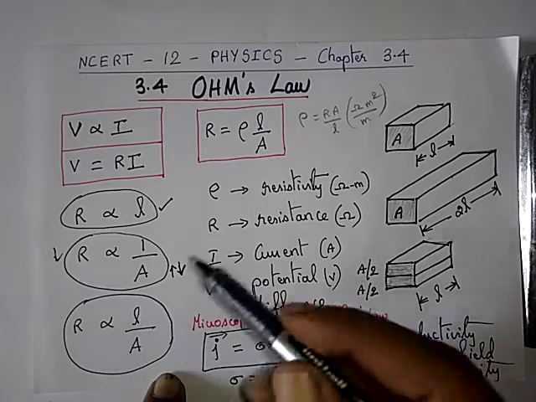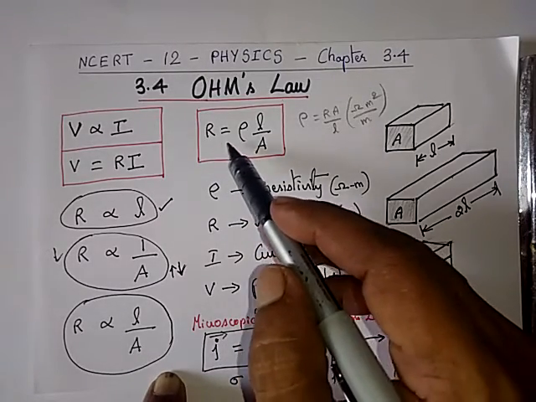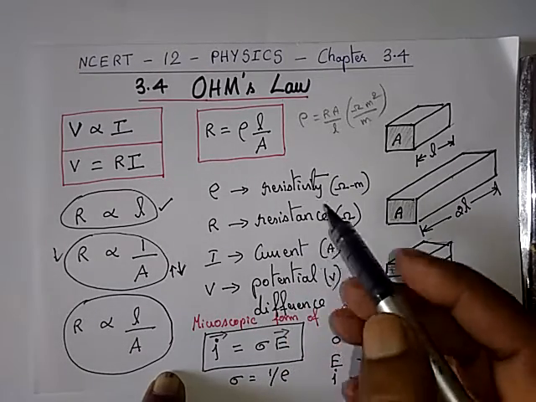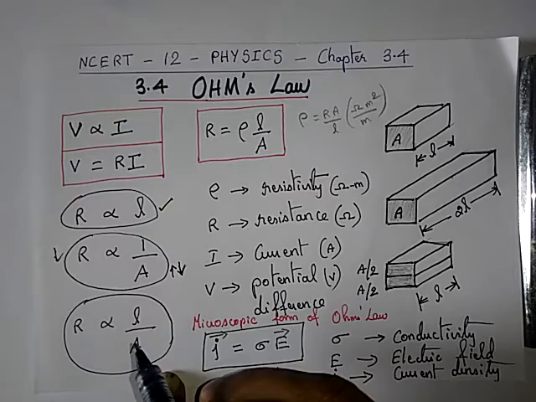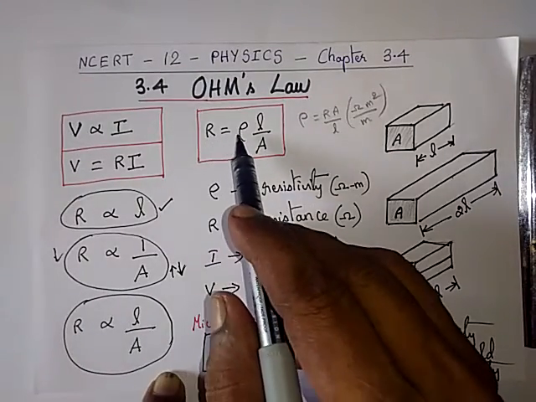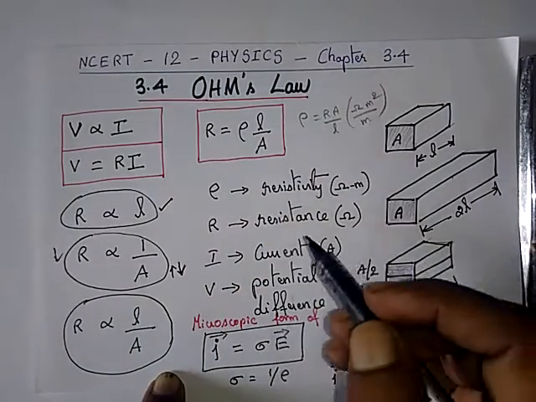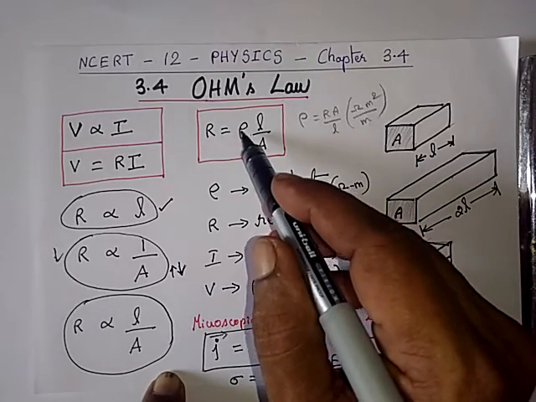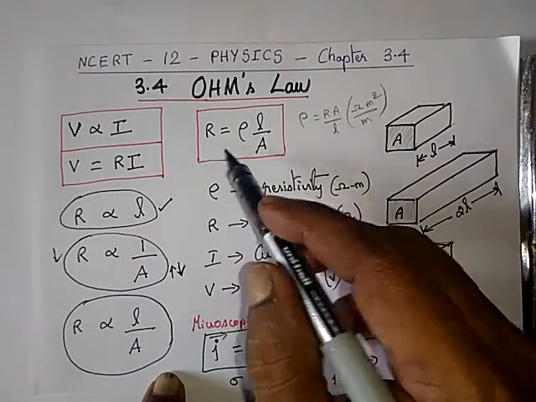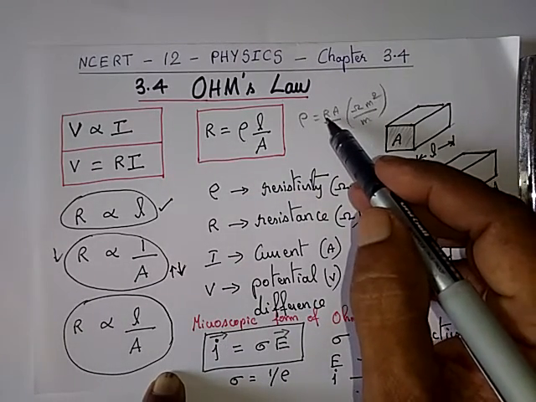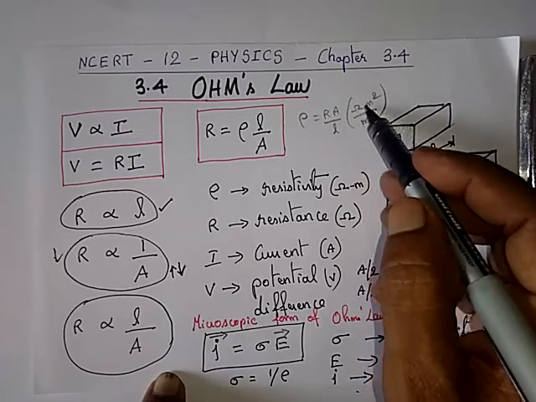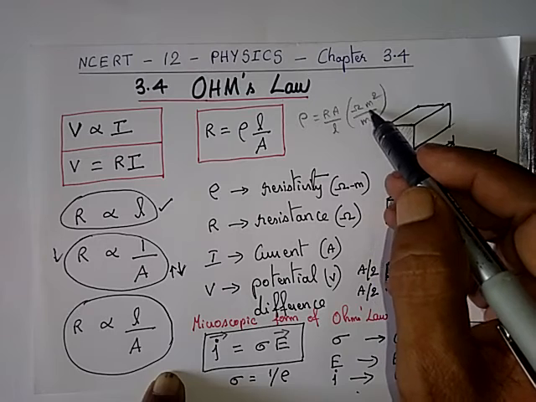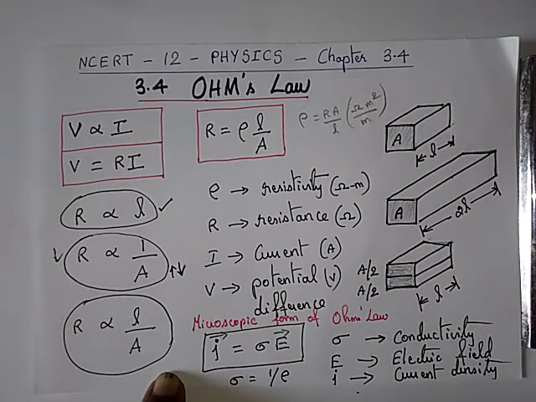To remove the proportionality, we introduce a constant called rho. Rho is called the specific resistance or resistivity of that material. Therefore resistance is equal to rho L by A. So the unit for rho is ohm meter, because from this equation rho is equal to resistance into A divided by L, R A by L. The unit of resistance is ohm, area is meter square, and length is meter. So meter cancels, and the unit for resistivity is ohm meter.